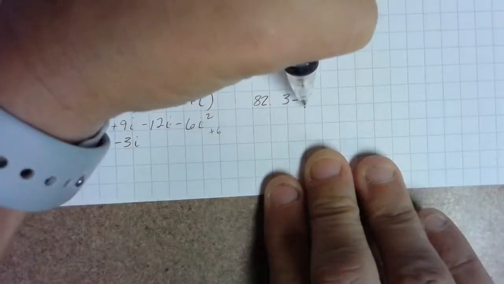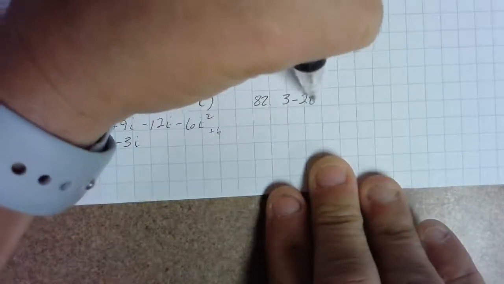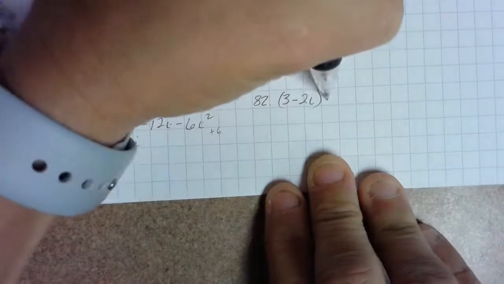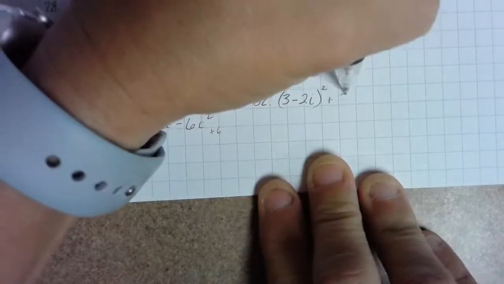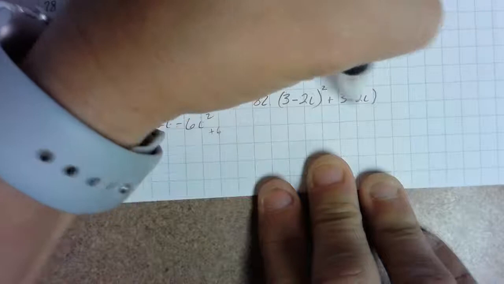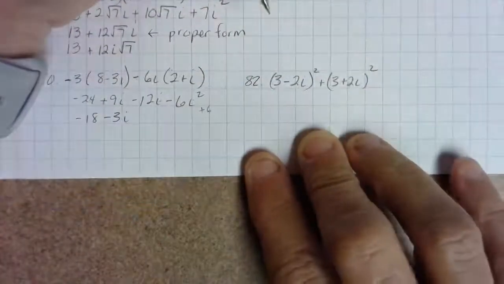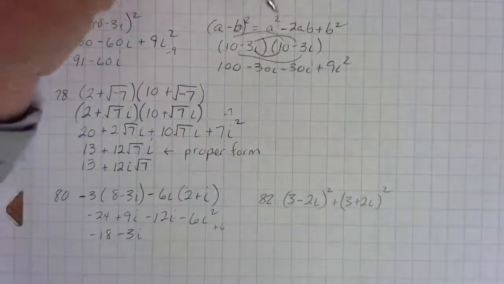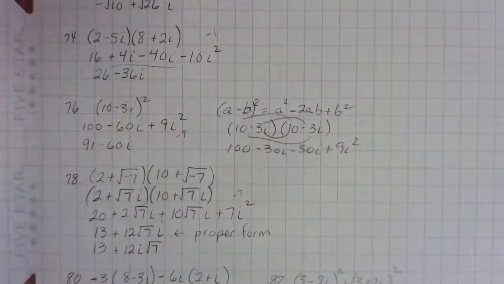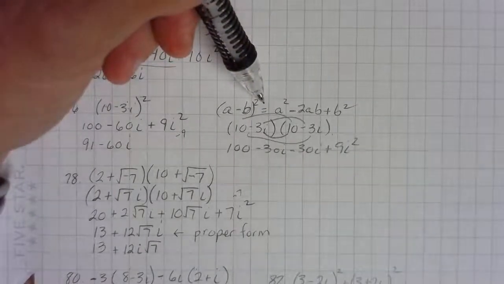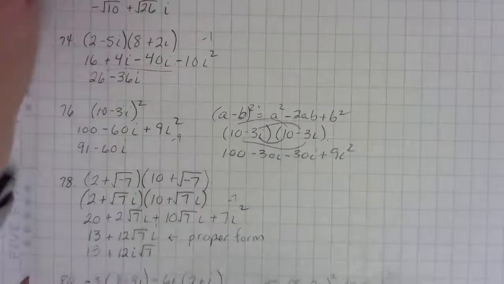Three minus 2i quantity squared plus 3 plus 2i quantity squared. Okay, again, remember your rule right here. I get tired of having to say that rule.